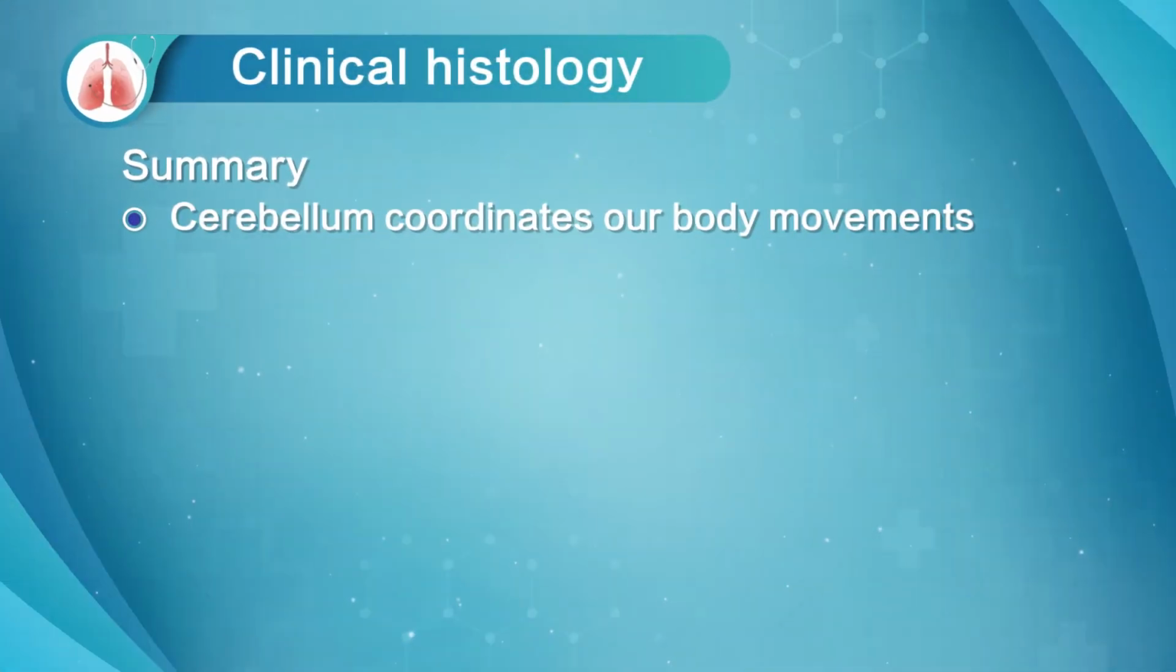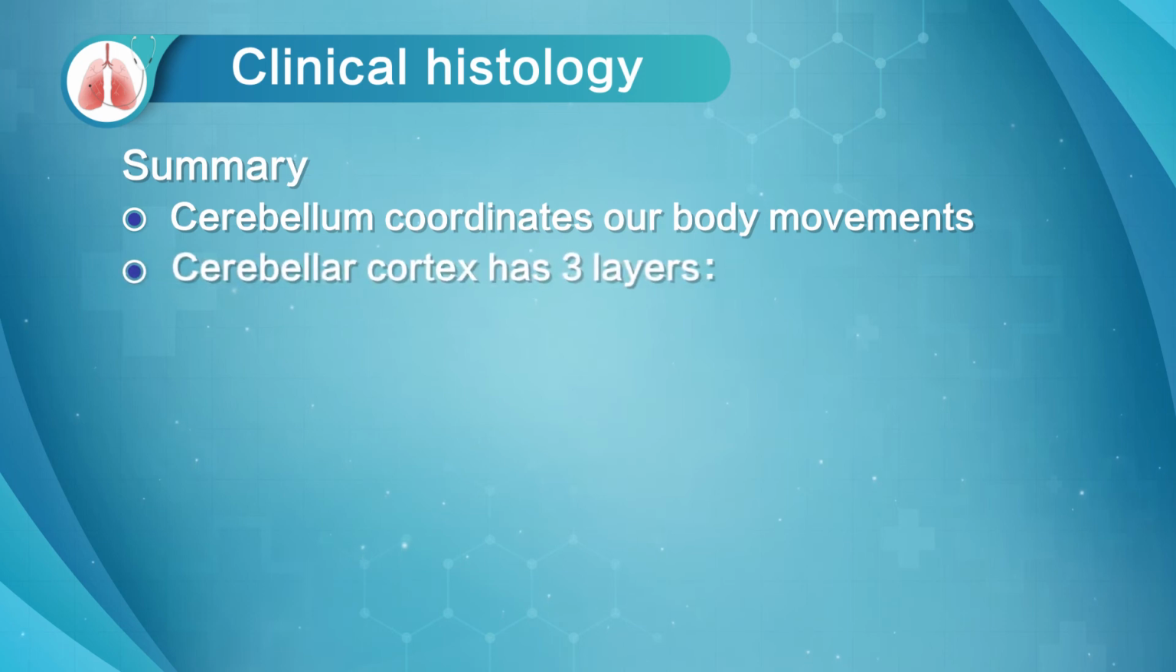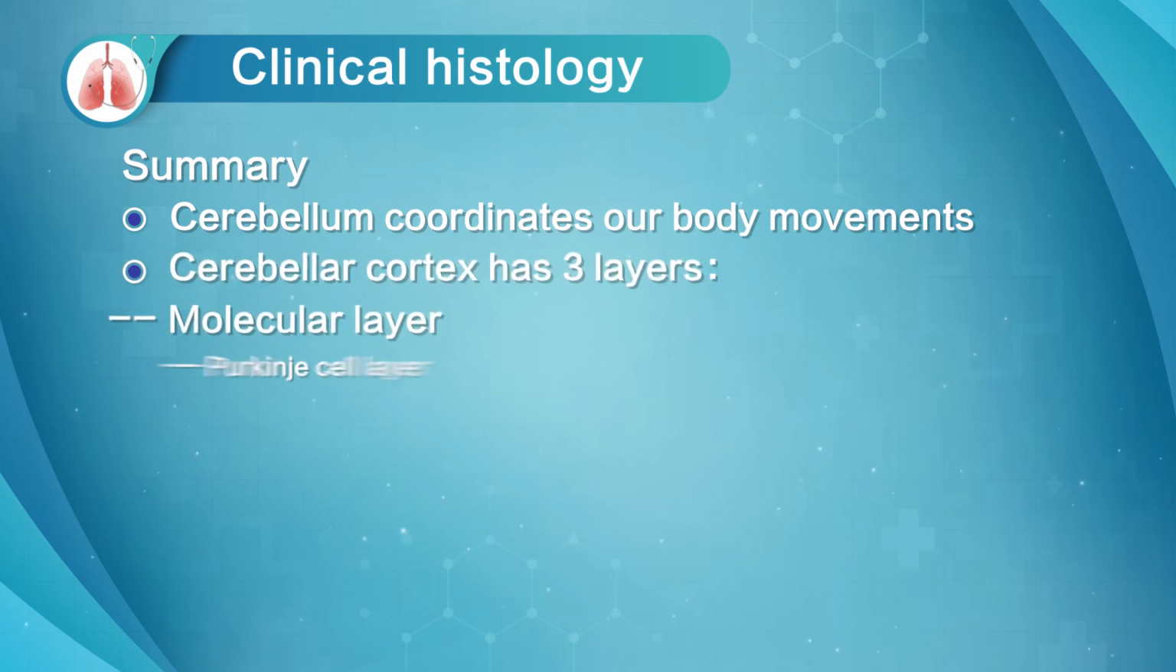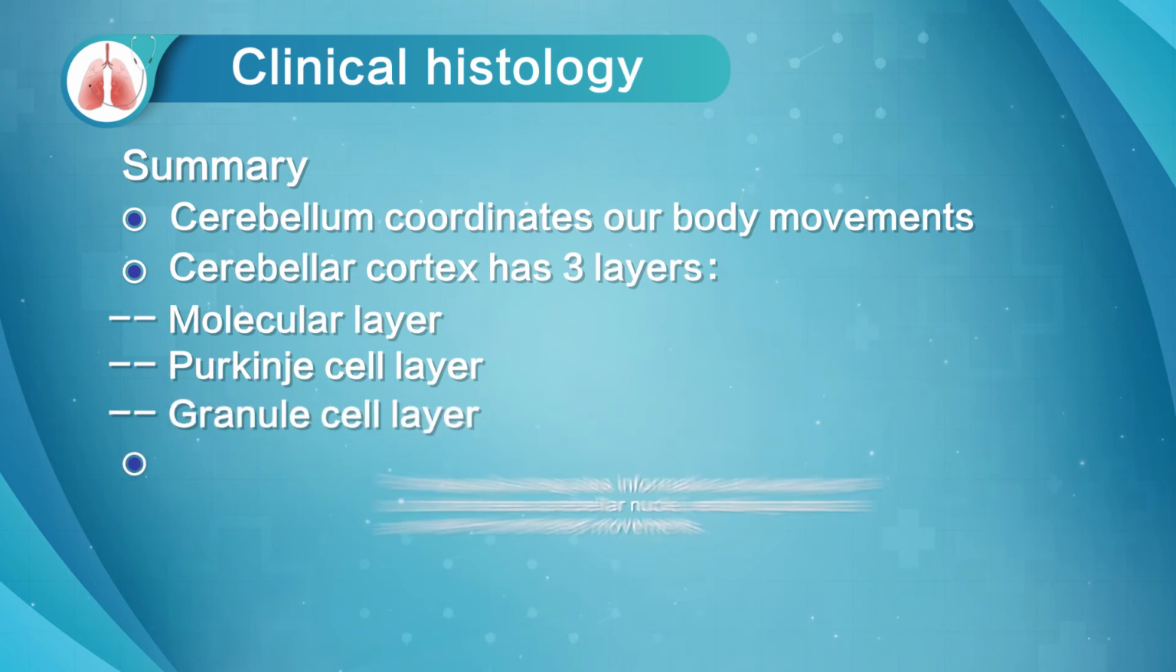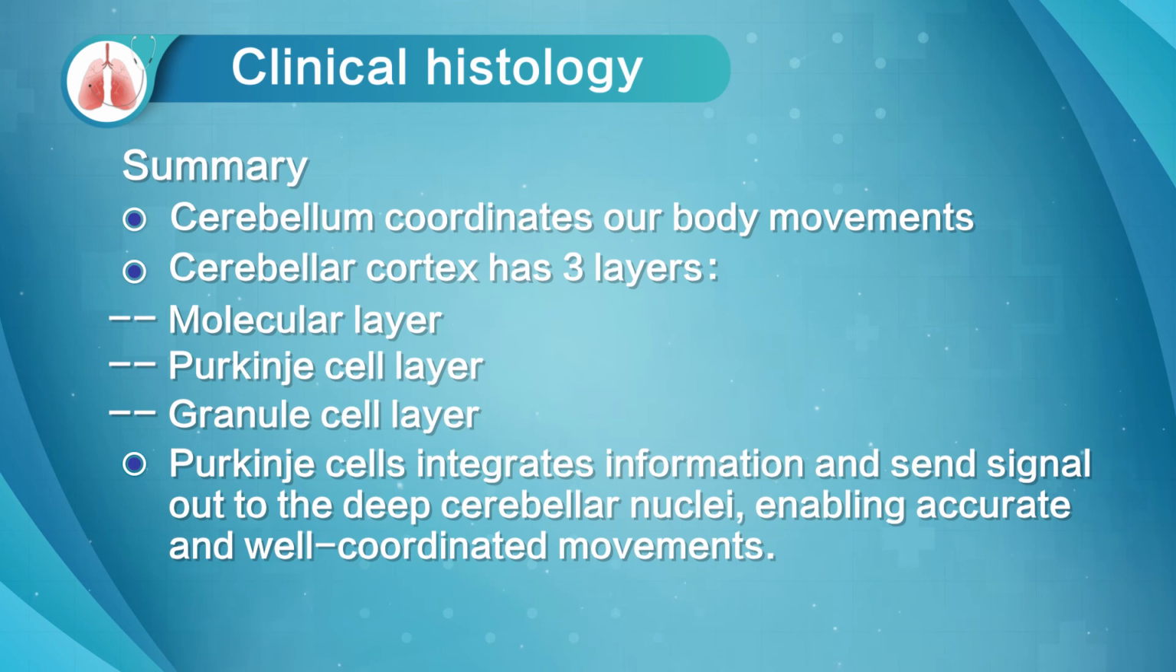In summary, the cerebellum coordinates our body movements. The cerebellar cortex receives information from most parts of the body and from many other regions of the brain. It has three layers: the molecular layer, Purkinje cell layer, and the granular cell layers. Purkinje cells integrate information and send signal out to the deep cerebellar nuclei, enabling accurate and well-coordinated movement.